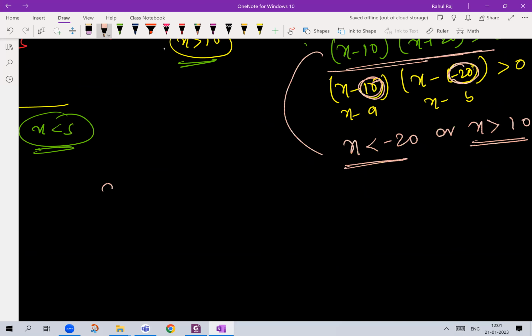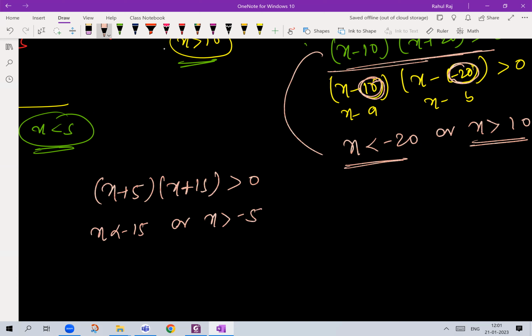Now, can you please tell me once, x plus 5 into x plus 15 greater than 0? Can you tell me what is the solution? Please tell. Fast. X less than minus 15 or x greater than minus 5.